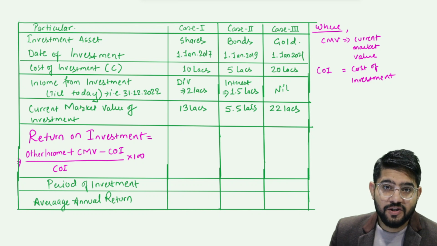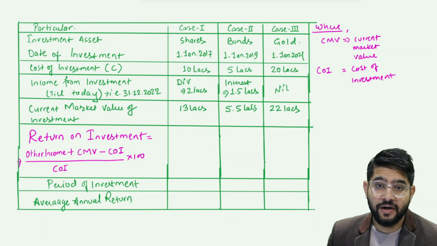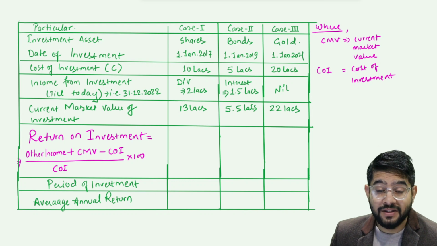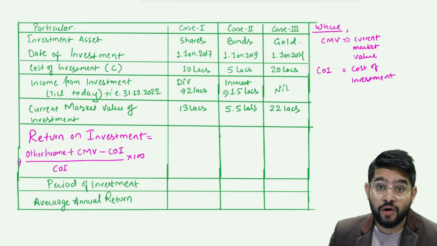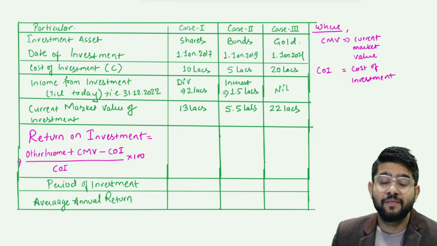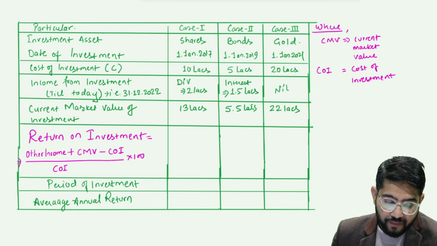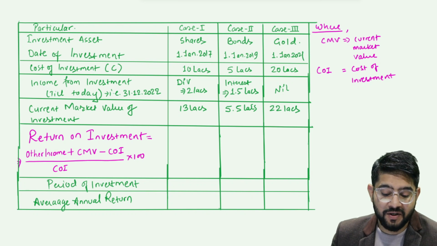Income from each investment: there can be some regular returns that we get from the investment. For example, if we invest in shares, we can get dividends on an annual basis. If we invest in bonds, we'll get interest or coupons on an annual or 6 monthly basis. And if we invest in gold, unless we rent that gold, we'll not get anything as a regular return. So I'm taking these regular returns from the investments made in shares and bonds, but not in gold.